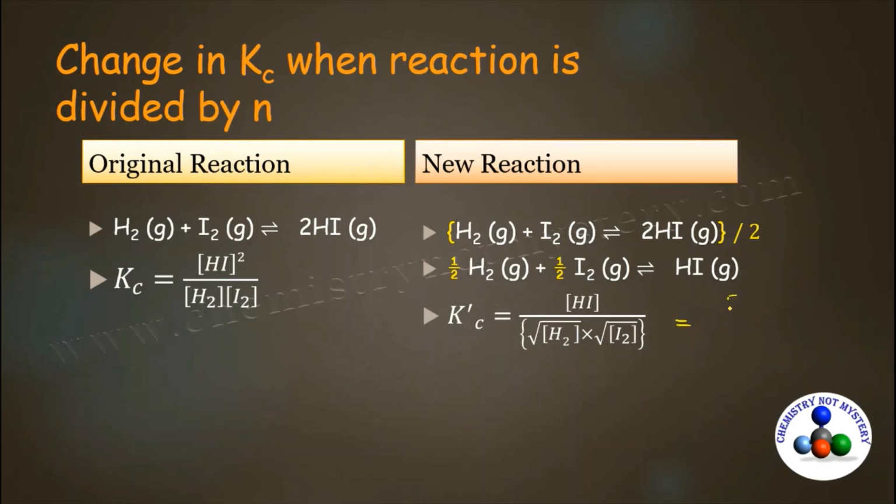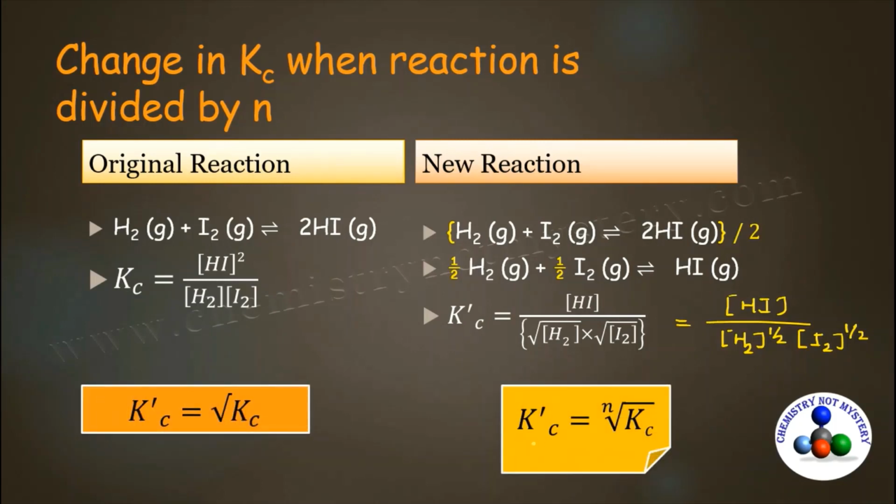So here you will get concentration of HI divided by concentration of H2 raised to the power half multiplied by concentration of I2 raised to the power half. So here you can write it as concentration of HI divided by root of concentration of H2 multiplied by root of concentration of I2. Now compare Kc dash with Kc. So here you can see if we take the root of this Kc, you will get Kc dash. Or you can get the general formula Kc dash will be equal to nth root of Kc.